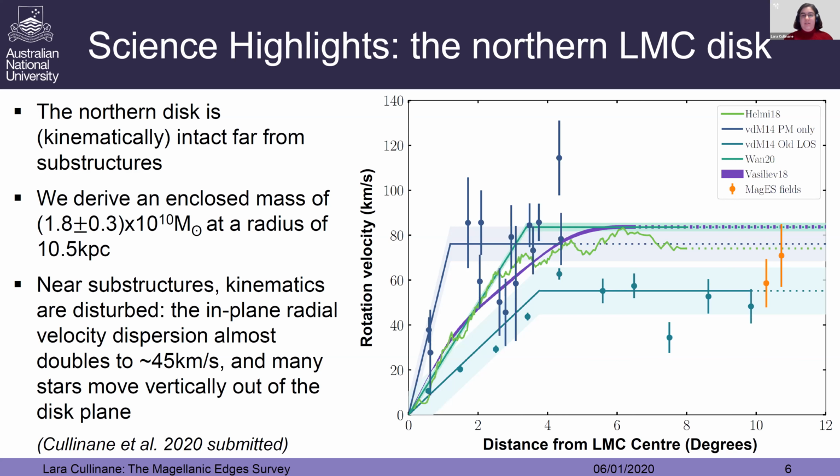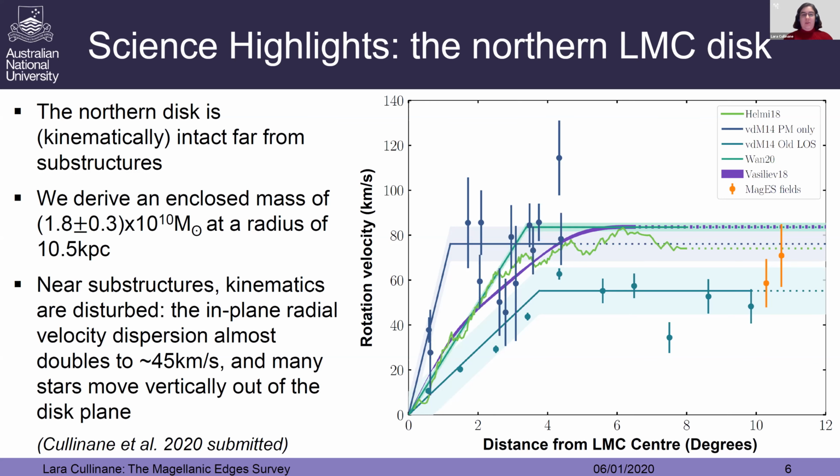Now, in contrast, if we look at the field that's near the substructure, we find this actually has quite disturbed kinematics, including a large in-plane radial velocity dispersion that's nearly double that of the more textbook field. Additionally, in this field, a significant fraction of stars have kinematics suggesting they're moving perpendicularly out from the LMC disk, which is interesting, and what we attribute this to is the same perturbation that formed the nearby substructure.